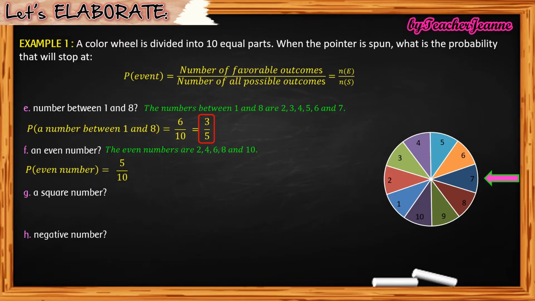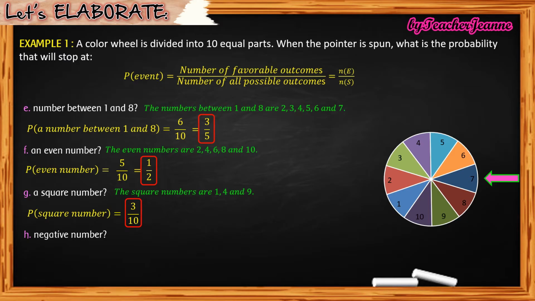5 and 10 have the greatest common factor, which is 5. So 5 divided by 5 we have 1 and 10 divided by 5 is 2. So the simplest form is 1 over 2 or 1/2. For letter G, the square numbers are 1, 4, and 9. So the probability that it will stop at a square number is 3 out of 10. And that is already in the simplest form.